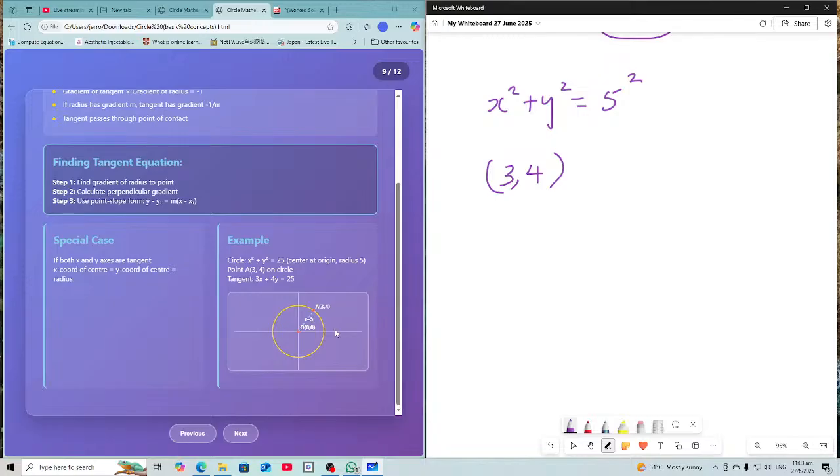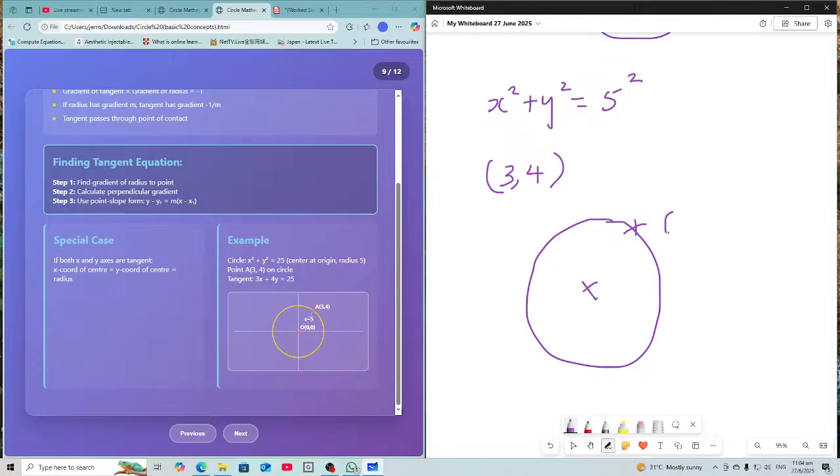If you look at this circle, you must do yourself a favor: find the equation of the line that is perpendicular to the tangent first. That will help a little bit. For instance, you got this.